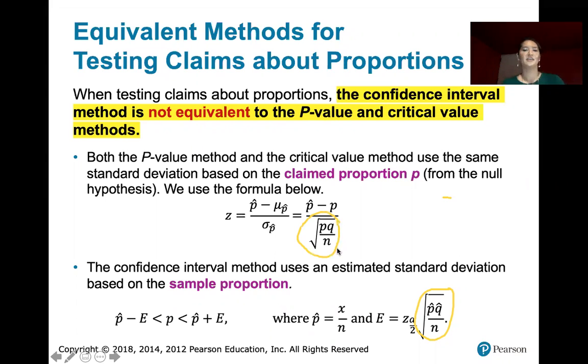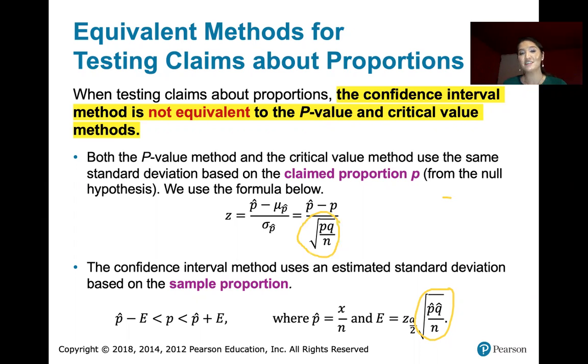So that's the other standard deviation that I was trying to point out. With the confidence interval method, the estimated standard deviation has a p-hat in it. And with the p-value and critical value methods, we are using the standard deviation that is based on the assumption that the null hypothesis is true. So it has the p from the null hypothesis in it. So the confidence interval method and the p-value and critical value methods are using a different standard deviation.